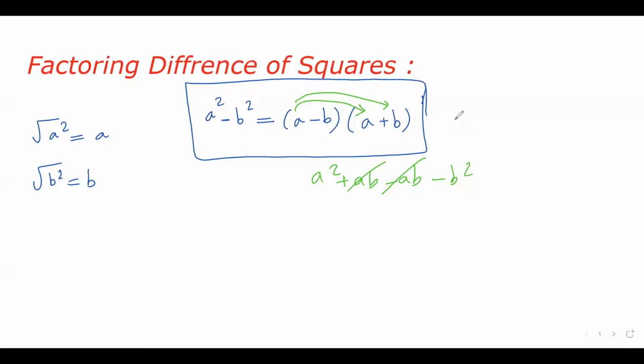And something else I need to mention here is you can write this as a minus b times a plus b, or a plus b times a minus b. They are the exact same thing and there's no difference between them. So both are correct. So let's see how we use this difference of a square method to factor algebraic expressions.